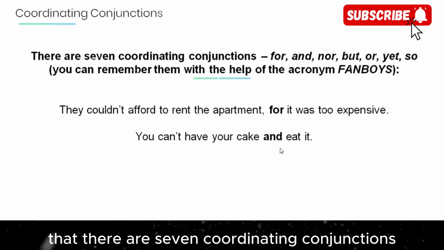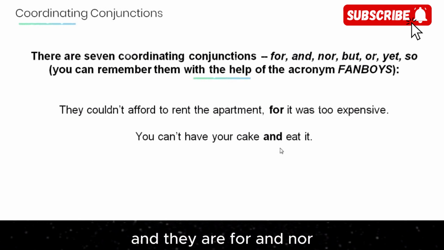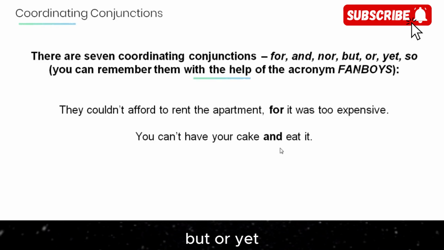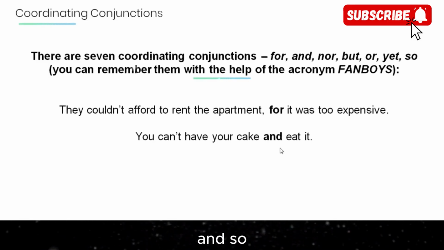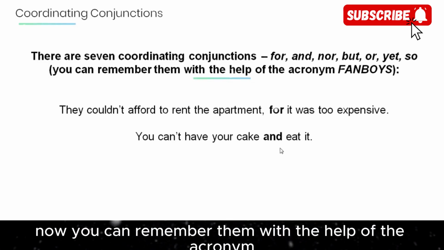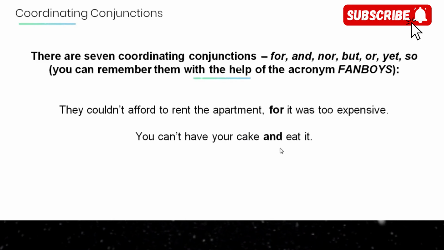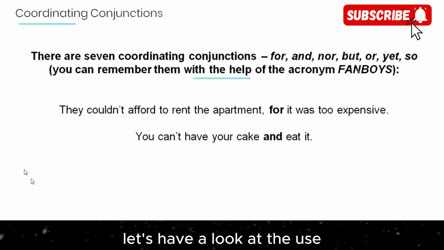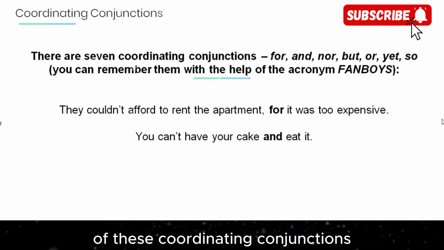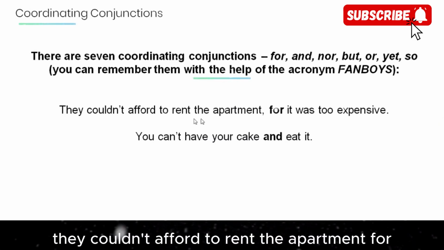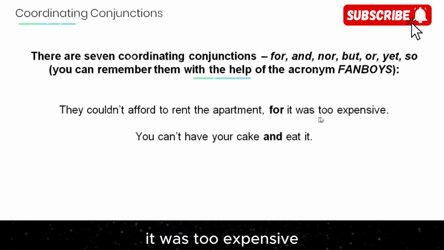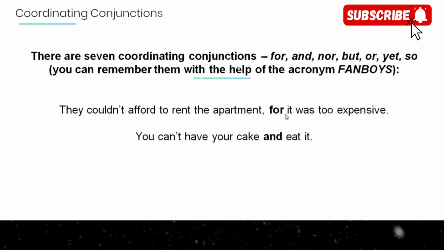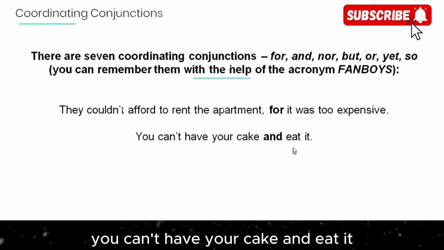Now remember that there are 7 coordinating conjunctions, and they are for, and, nor, but, or, yet, and so. You can remember them with the help of the acronym FANBOYS. Let's have a look at the use of these coordinating conjunctions in a sentence. They couldn't afford to rent the apartment for it was too expensive. You can't have your cake and eat it.